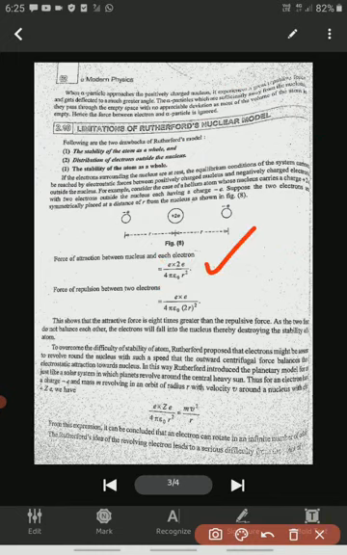Similarly, we will calculate the force of repulsion. Repulsion takes place between the same type of charges, similar charges. Here the repulsion force takes place between these two electrons. So here also we will calculate the force of repulsion, which is E into E by 4 pi epsilon naught. What is the distance between these two electrons? R and R, so we get 2R.